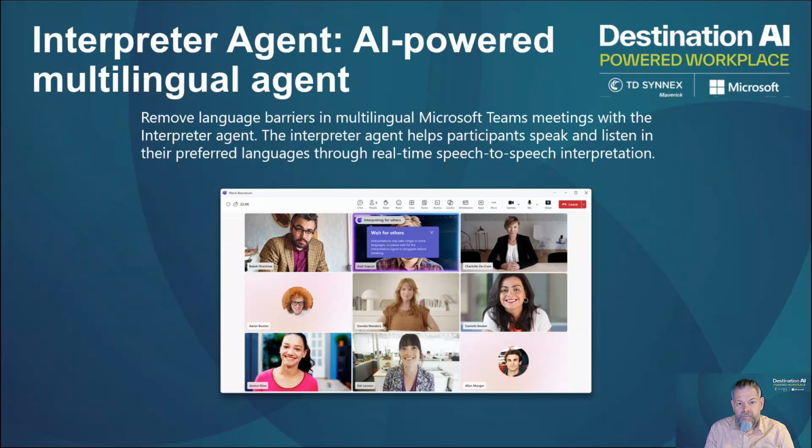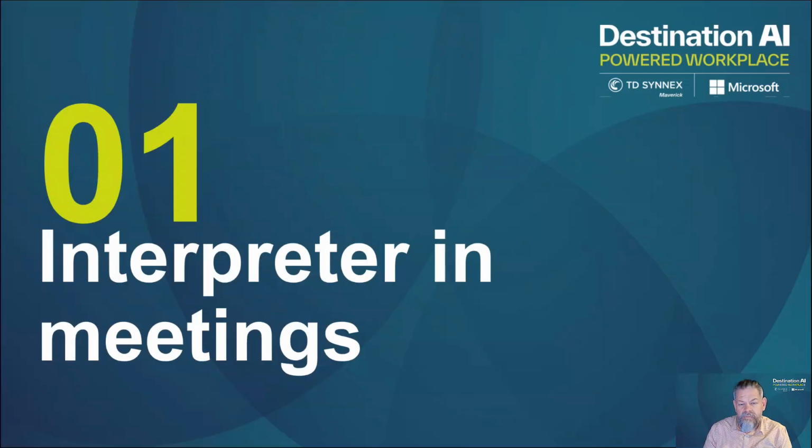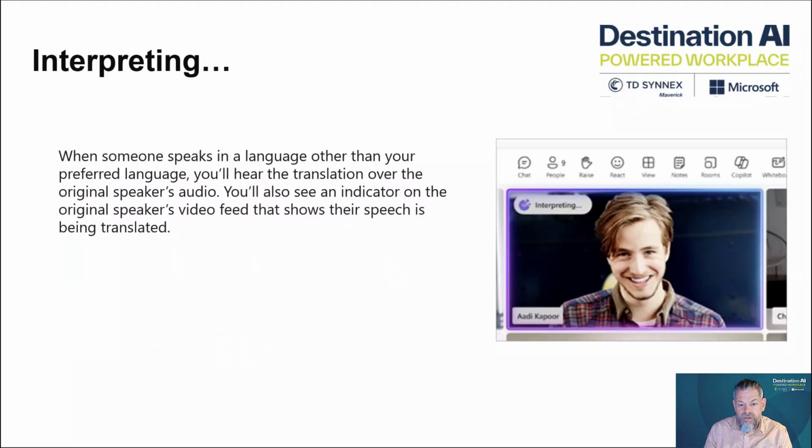So, if I want to think about where this can actually become useful, let's look at how it could be used as part of a meeting. We now have the ability to be told when we're interpreting. When somebody speaks in a language other than your preferred language, you'll hear the translation of the original speaker, and you'll also see an indicator on the original speaker's feed showing their speech is being translated. So if I speak in my native tongue, English, but want to be understood in other languages, I can do that. But more importantly, it tells people that I am interpreting.